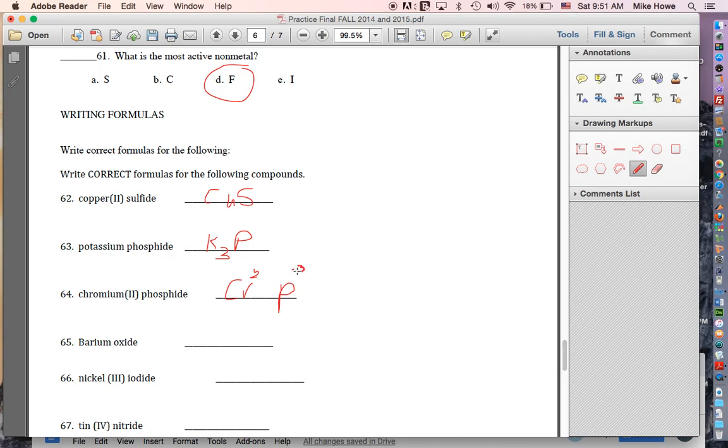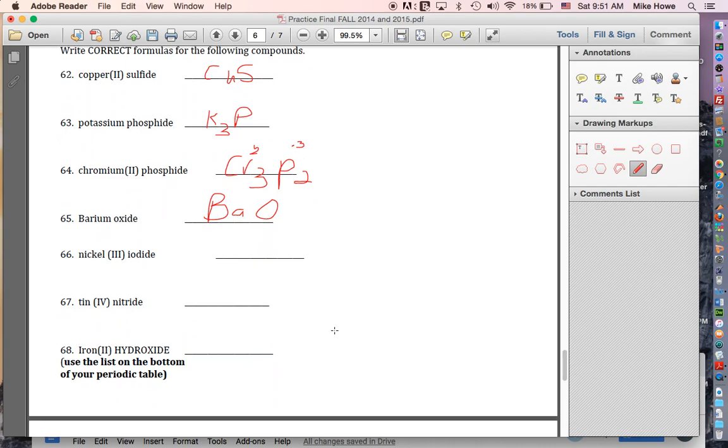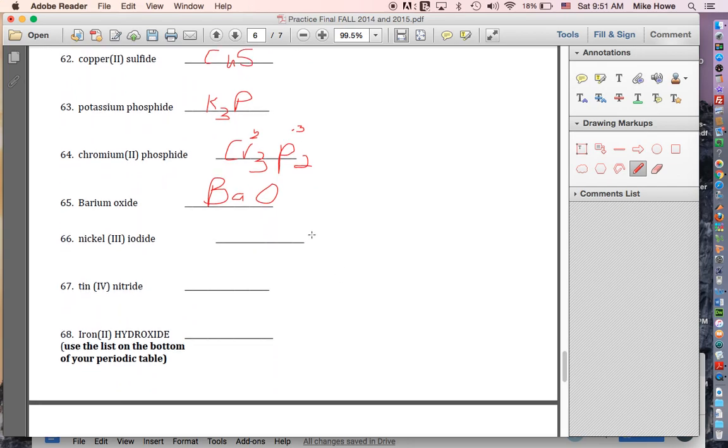So now you've got to find a number that can be divided by both 2 and 3. Because I can't multiply 2 by anything to get 3, and I can't multiply 3 by anything to get 2. So what I'm going to do is multiply 2 by 3 to get 6, and multiply 3 by 2 to get 6. So I end up with Cr3P2. Okay, barium is +2. Oxygen is -2. So it's just BaO. Not to be confused with BO, that'd be different.